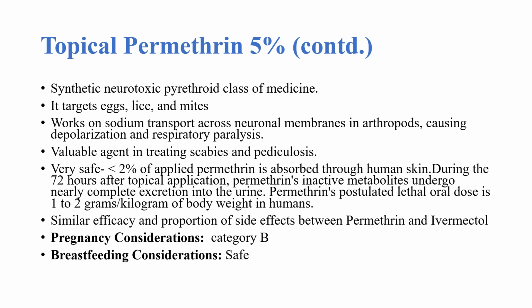It is very safe. Less than 2% of applied permethrin is absorbed through human skin. During the 72 hours after topical application, permethrin's inactive metabolites undergo nearly complete excretion into the urine. Permethrin's postulated lethal oral dose is 1 to 2 grams per kg of body weight in humans. Between permethrin and ivermectin, there is similar efficacy and proportion of side effects. In pregnancy, it's category B, and in breastfeeding also it is safe.